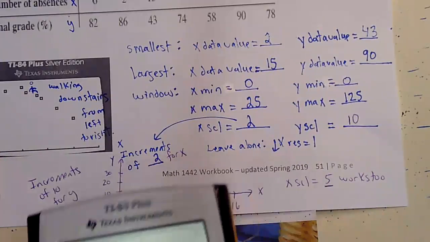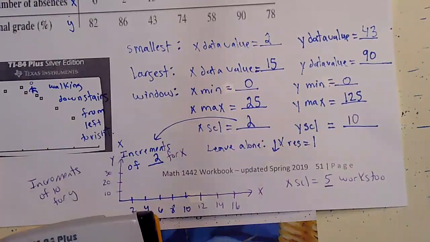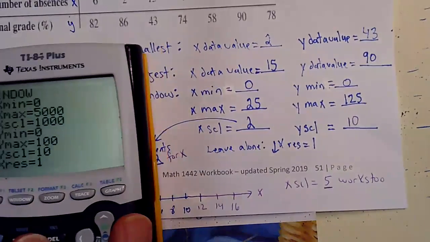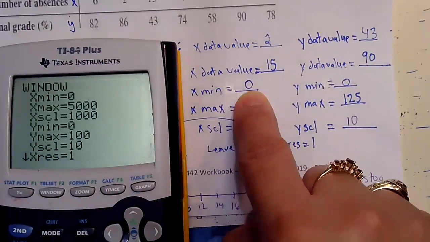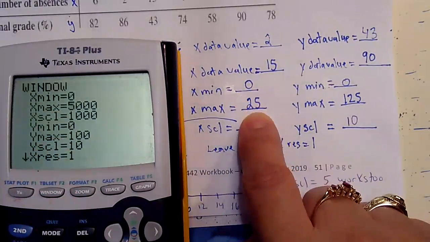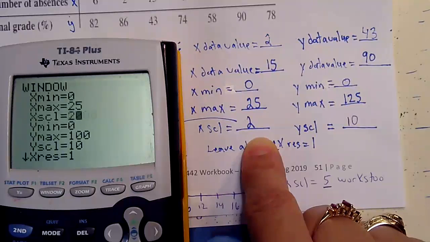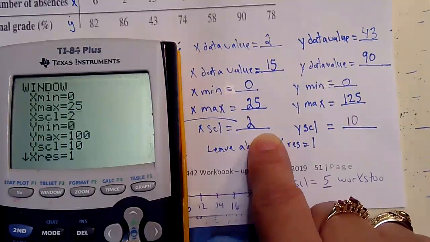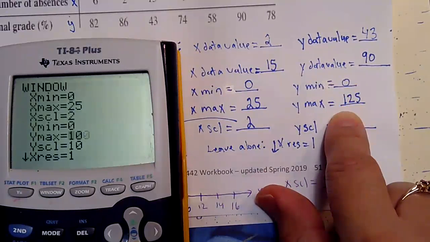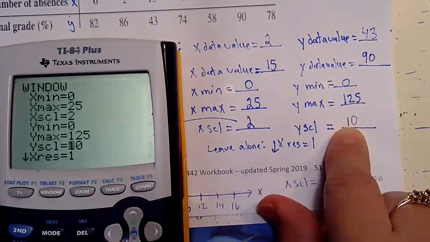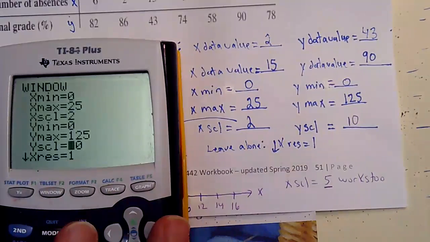So then you think it out on paper and you fill in your blanks. That's part of showing your work. And then you come over here and input this. So let's see, where were we? Right here. The min is 0. The max is 25. X scale, I'm using 2. Y min is 0. Y max, I'm using 125. Y scale, I'm using 10 again, and we never have to work with that.